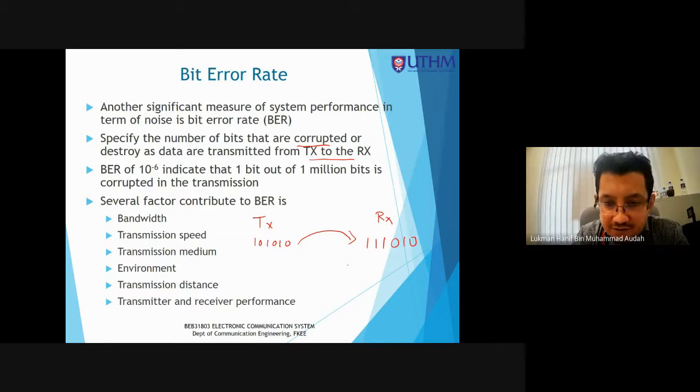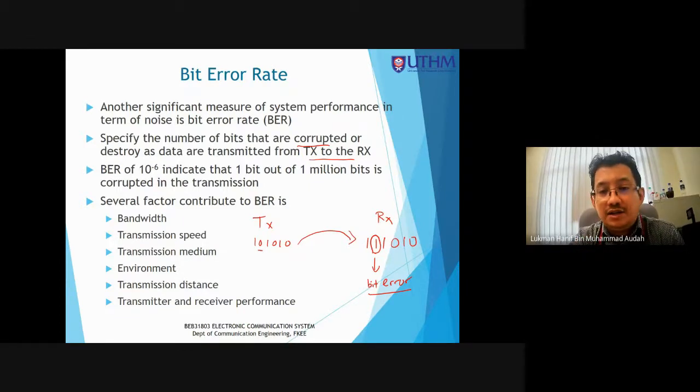So you see that the difference is di sini pada ini. So this bit is corrupted. This is what we mean as corrupted bit or bit error. Ini yang dipanggil sebagai bit error. So bit error ini memang sentiasa berlaku, dia sama ada banyak atau sedikit bergantung. Tetapi in digital system we have the process to minimize or to overcome these issues. Akan ada beberapa proses dalam transmitter receiver untuk mengatasi masalah ini.